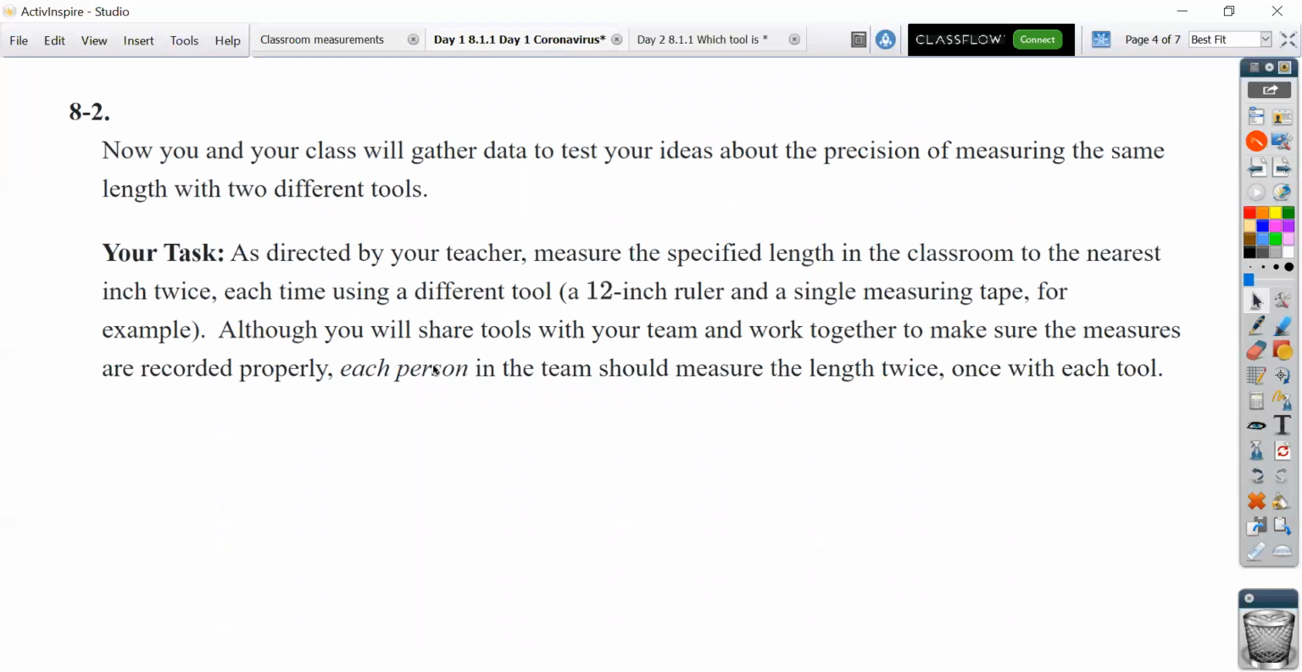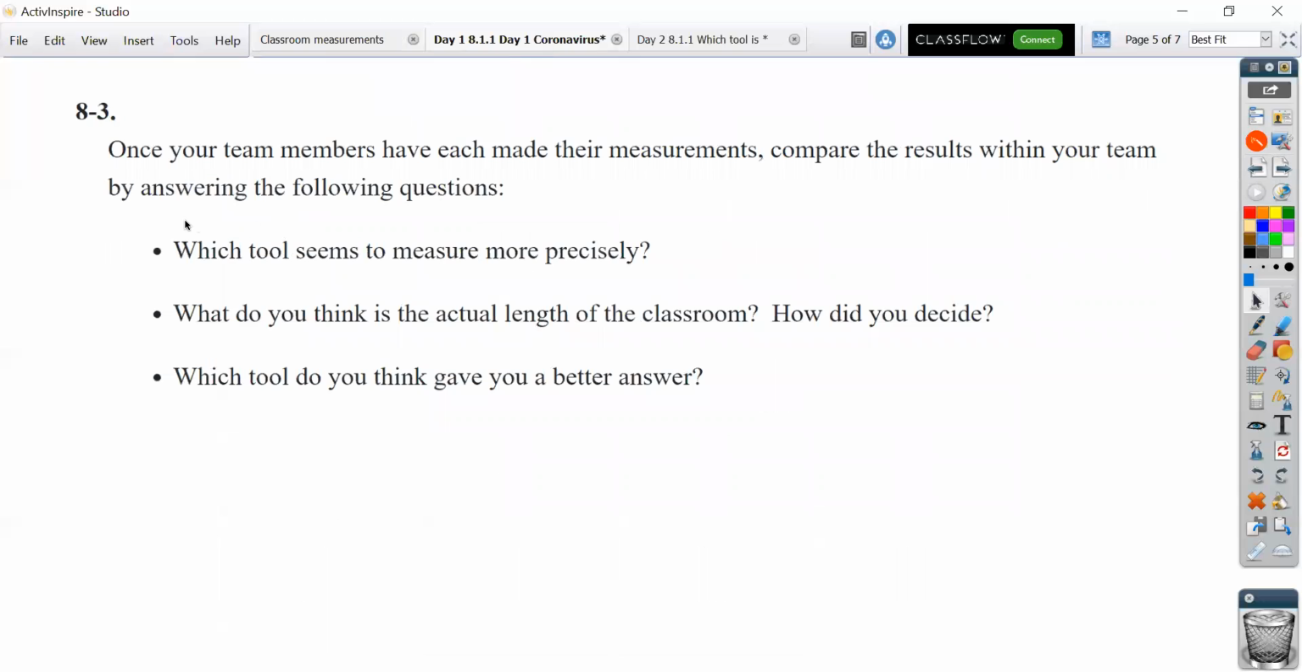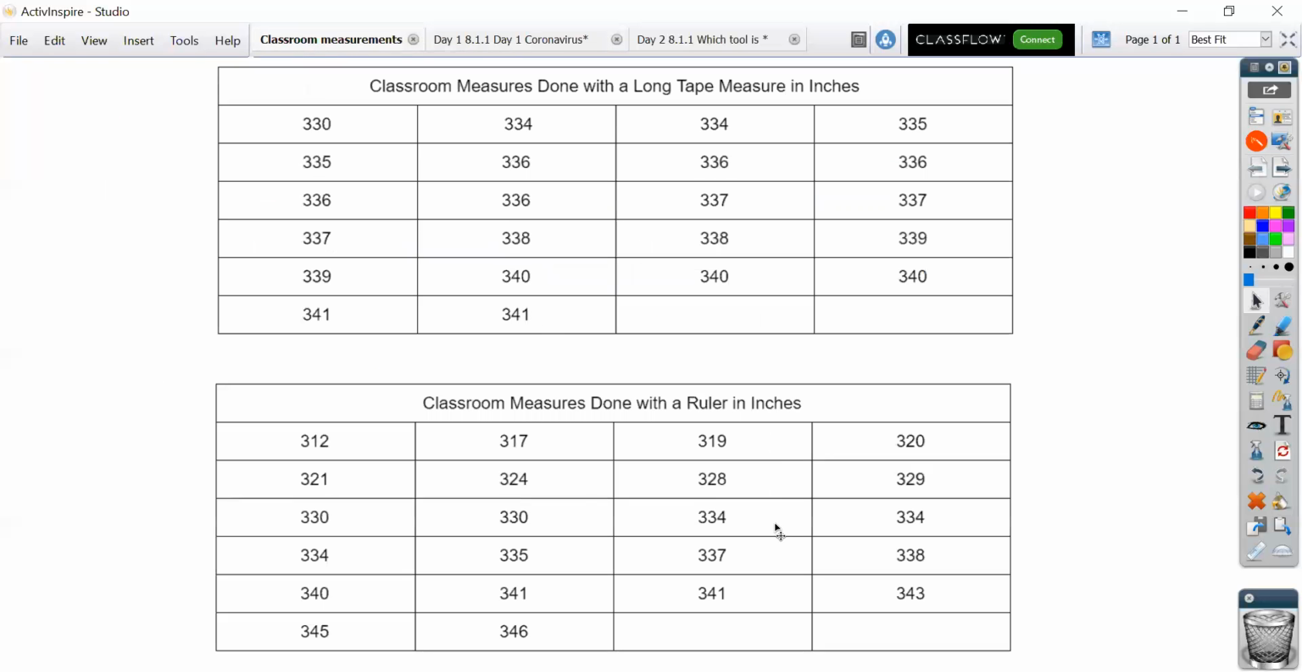So we have our measurements that we're going to work with. Problem 8.3. Once your team members have each made their measurements, compare the results within your team by answering the following question. Which tool seems to measure more precisely? All right, well, let's look at that. Which one seemed to measure more precisely?